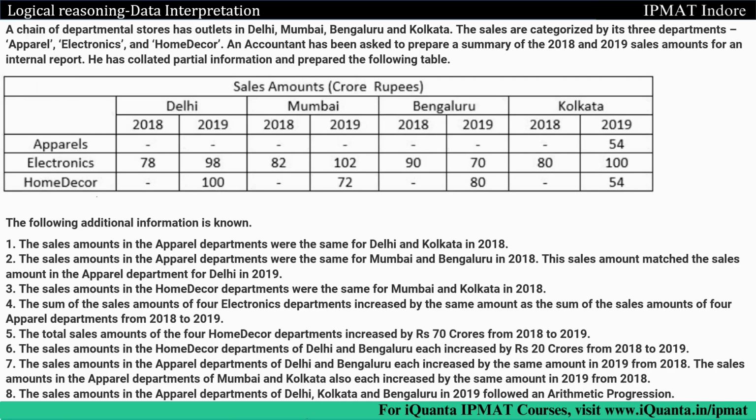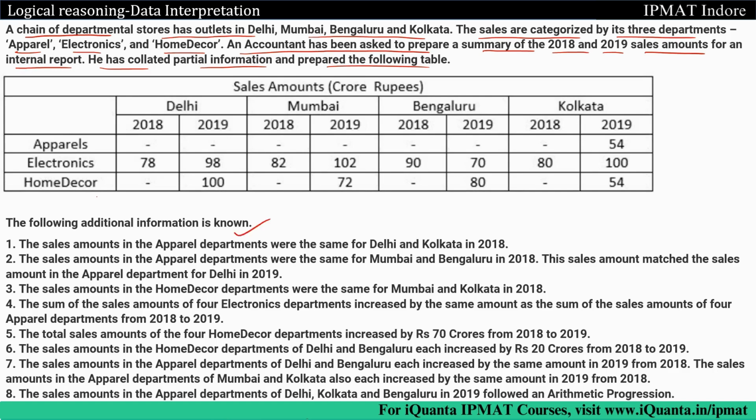So we have a chain of departmental stores with outlets in Delhi, Mumbai, Bangalore and Kolkata. The sales are categorized by its 3 departments: apparel, electronics and home decor. An accountant has been asked to prepare a summary of the 2018 and 2019 sale amounts for an internal report. He has collated partial information and prepared the following table. Collated simply means to collect, okay? So in the table below we have partial information: 4 cities, 2 years, 18-19, in which sale amounts have been given for these 3 departments.